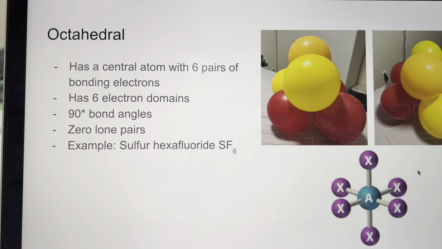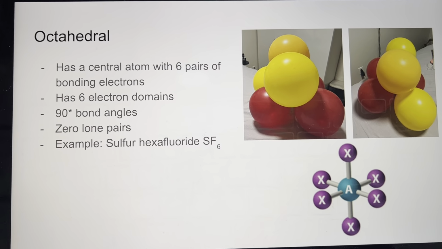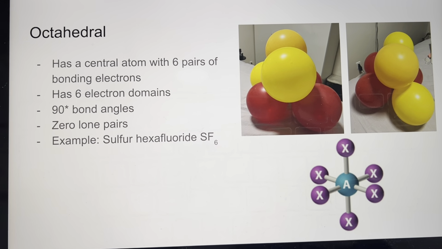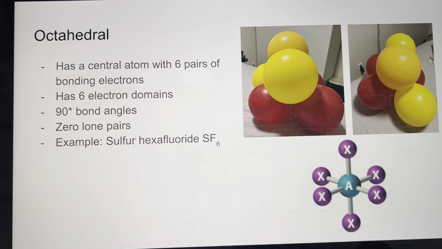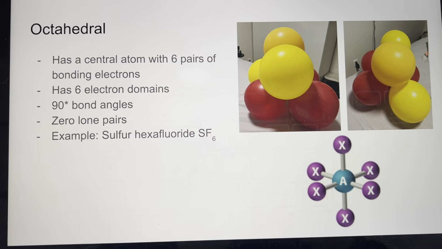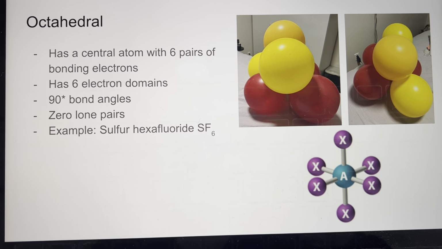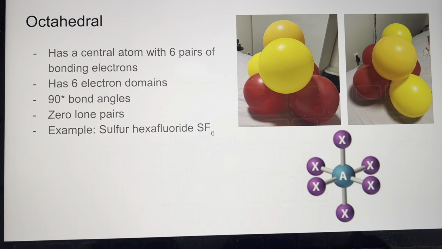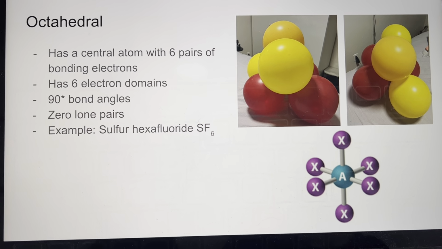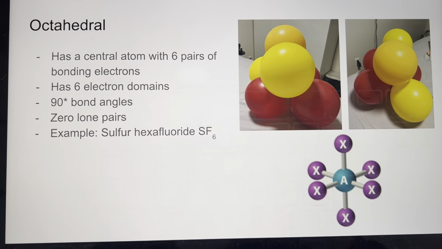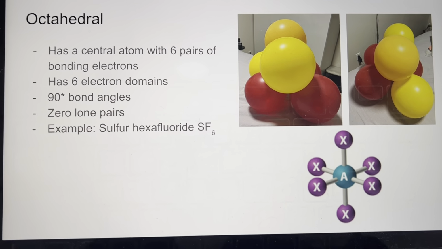All right. And then finally we have octahedral. So this one has a central atom with 6 pairs of bonding electrons. It has 6 electron domains and 90 degree bond angles. There are 0 lone pairs, and the example I chose was sulfur hexafluoride, or SF6.